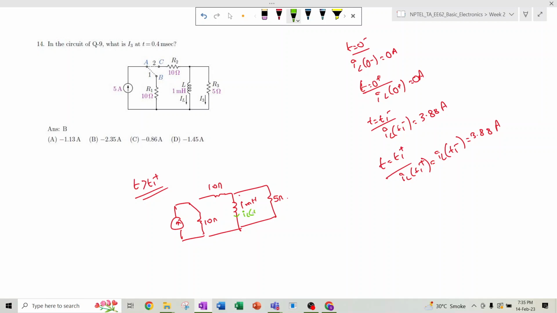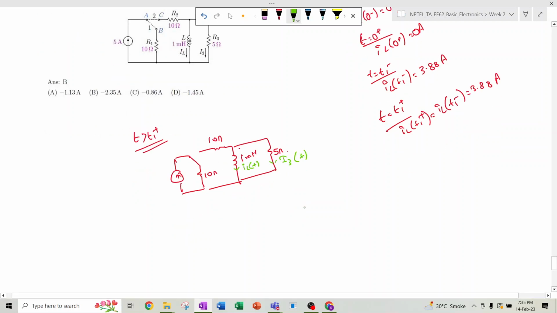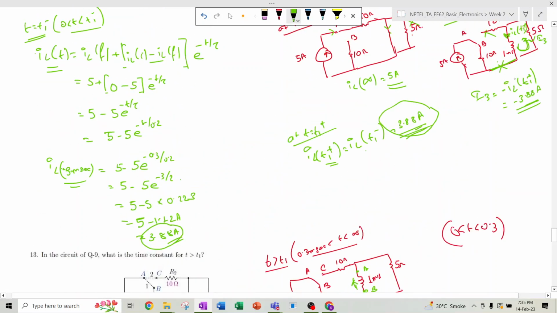So whatever current is flowing through this will be the negative to this part. So I3(t), for t greater than t1 plus, is basically equal to minus IL(t), right? That way we determined that at t1 plus, I3(t1 plus) should be minus 3.88 ampere, right, in the previous question.